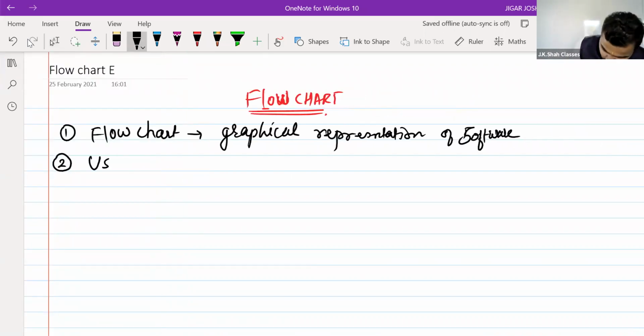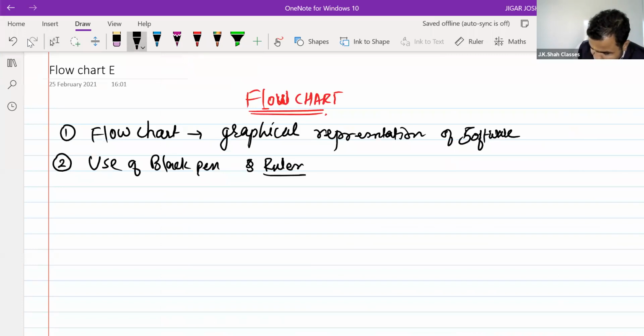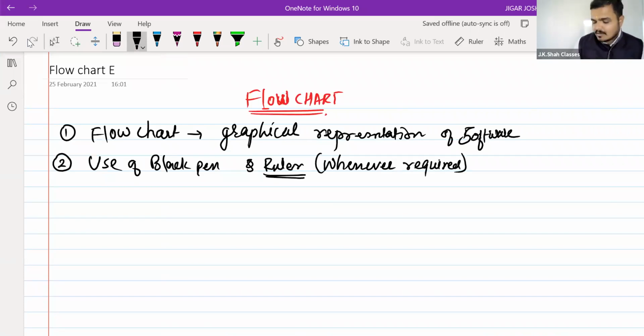Second, my dear child, use of black pen and ruler whenever required. My dear child, once again I am confirming this truth. Please don't ask me next time, okay? That sir, can we use pencil? Can we use blue color pen? Simple, I said that use of black pen is the only option. And that too, wherever possible, use ruler. Don't make free hand drawing.